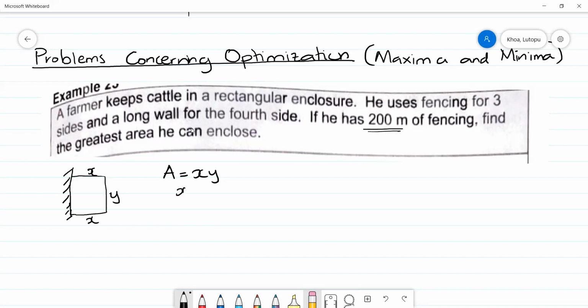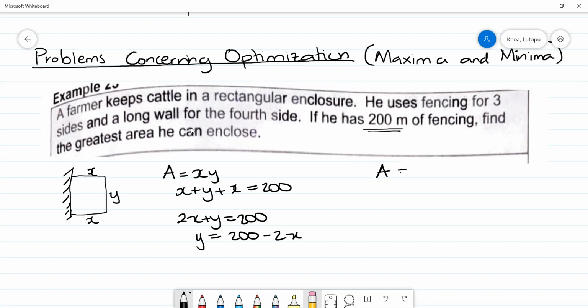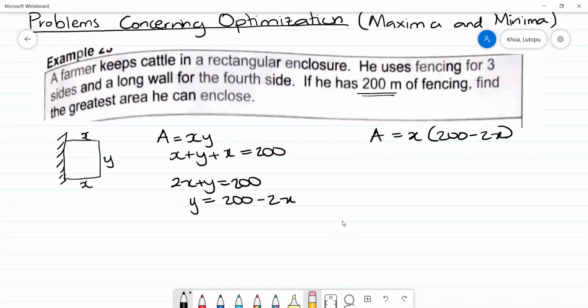So we say that X plus Y plus X, this is equal to 200, or 2X plus Y is equal to 200. And then we see that Y is equal to 200 minus 2x. Okay, then we take this and substitute it in there. So we'll get A is equal to x multiplied by 200 minus 2x. Okay, so this leaves us with A is equal to 200x minus 2x squared.